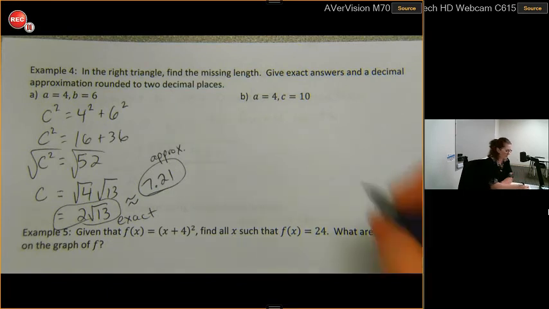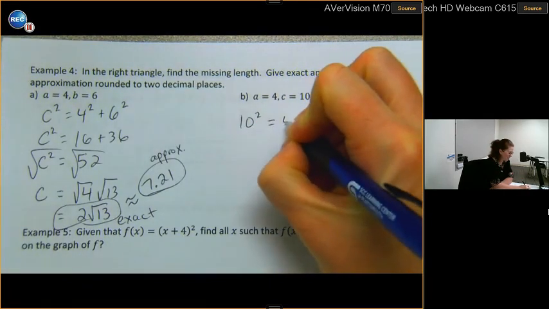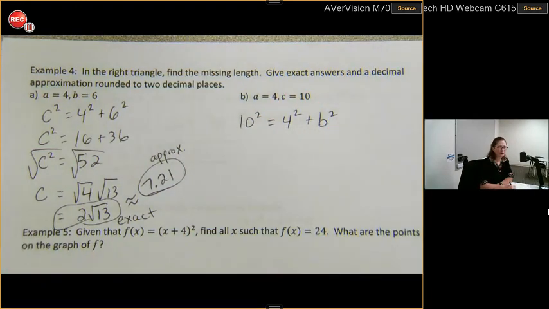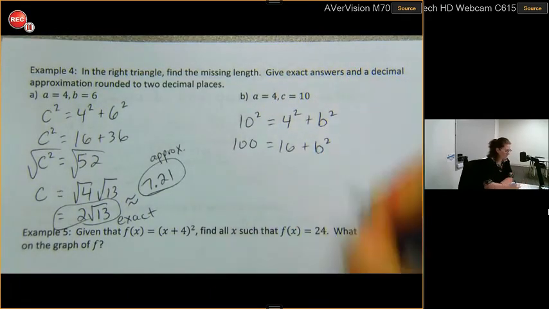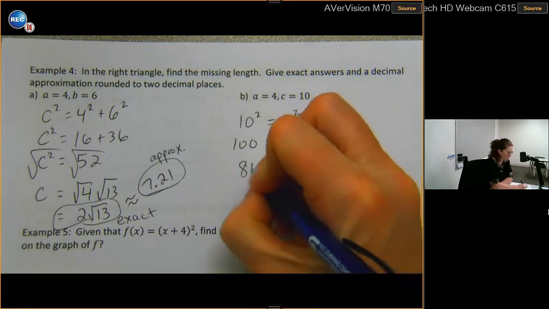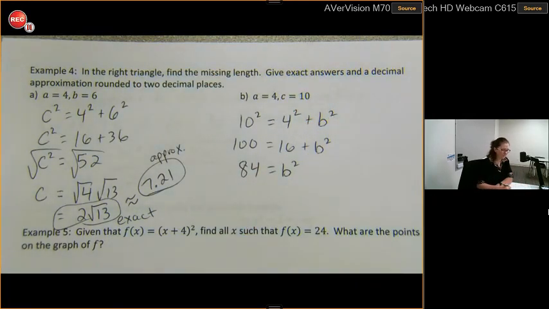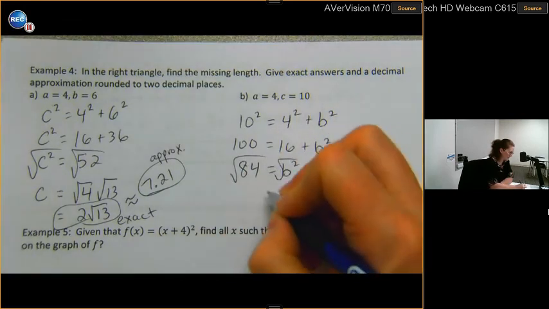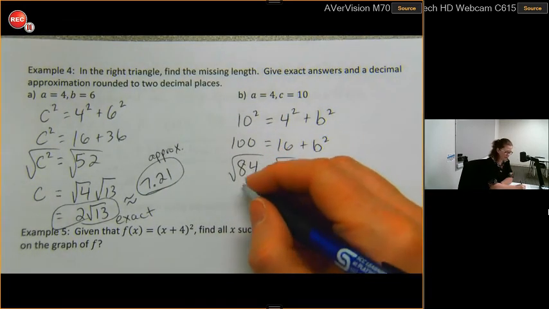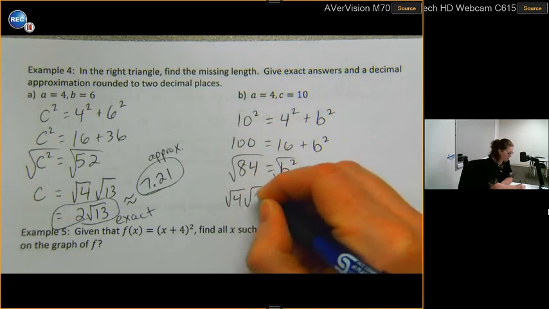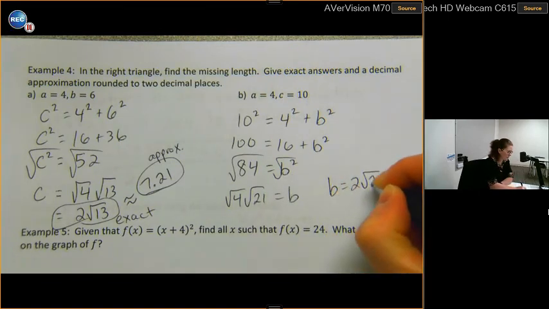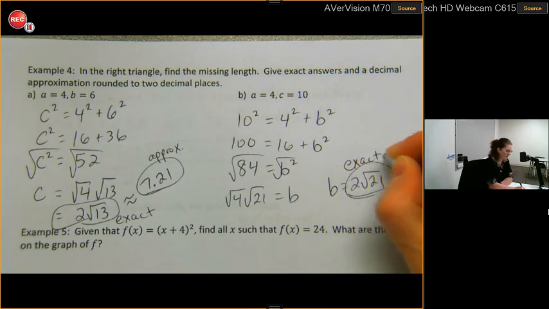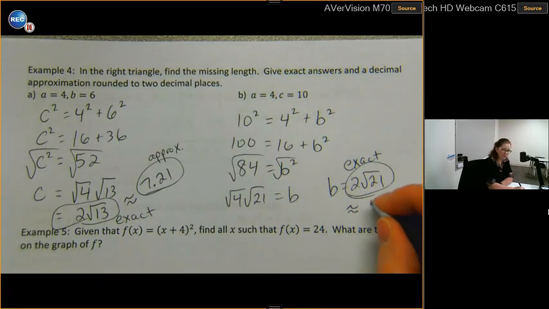On part B, we substitute in the values we have. I'm solving for B this time. Subtract 16. Square root of each side. Again, no plus or minus sign because it's a side length. 84 is 4 times 21. So I have 2 square root of 21. This is my exact answer. Take a calculator and round it to 2 decimal places for 9.17 as the approximate answer.